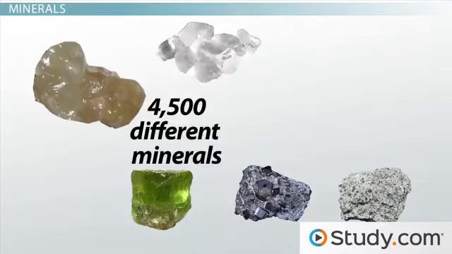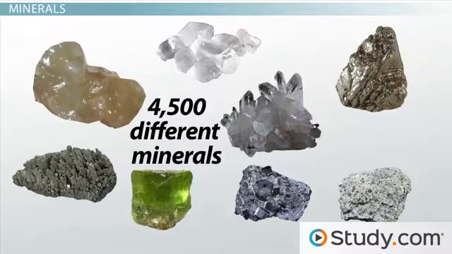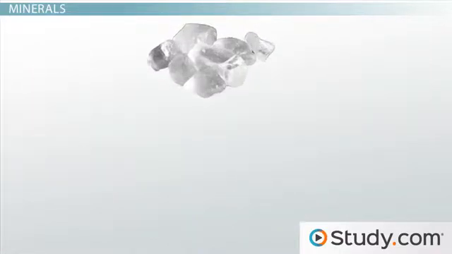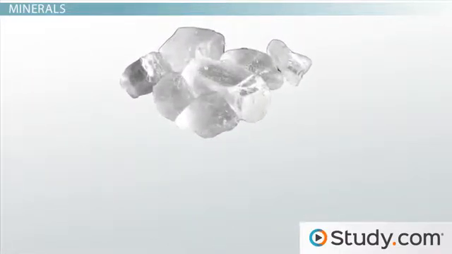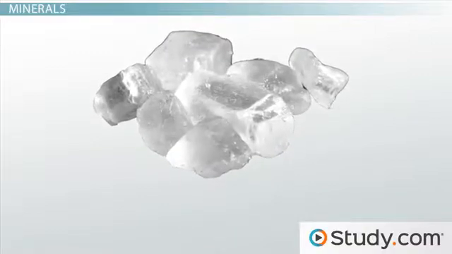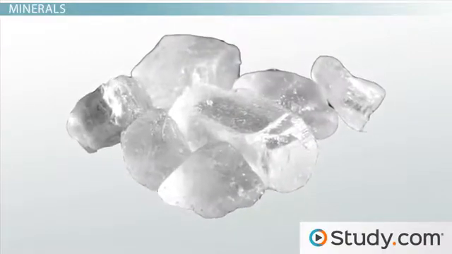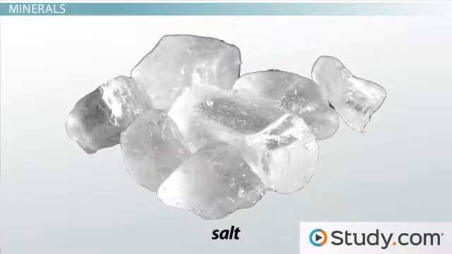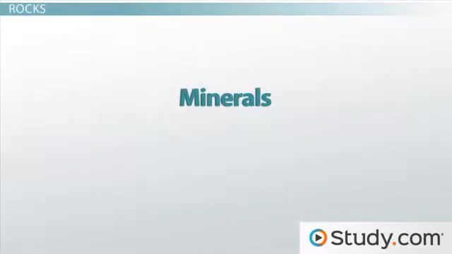There are over 4,500 different minerals identified on Earth. Each has a unique combination of crystalline structure and chemical composition. Salt is an example of a mineral. If you look closely at a grain of salt, you will see that it is a solid that has a specific shape and pattern. Now that we know what minerals are, we can discuss rocks.